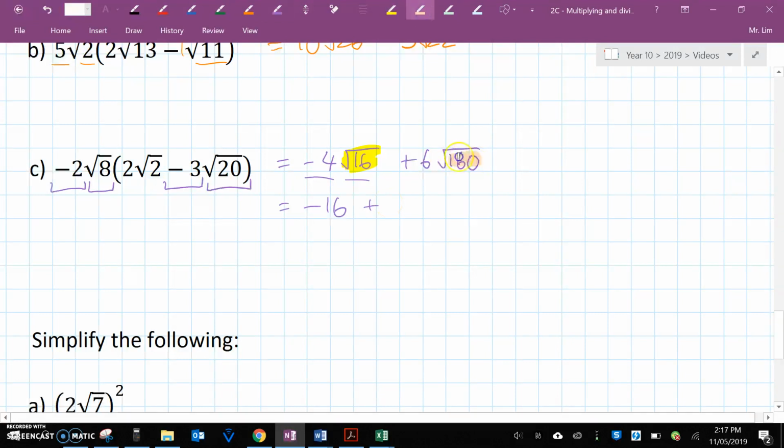What can we split 160 into where one of the factors is a square number? Well, the highest square number that I can think of that is also a factor of 160 is 16. So I'm going to write down this 6 here. 6 times the square root of 16 times the square root of 10. What is the square root of 16? It's 4. So we have minus 16 plus 6 times 4 is 24, root 10. And that's it.